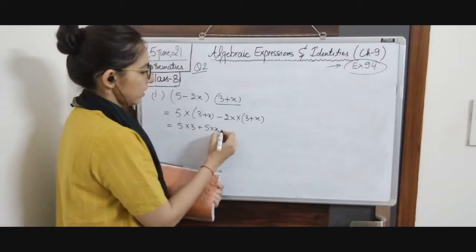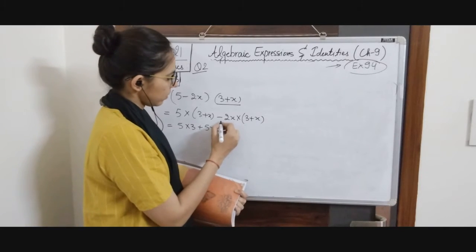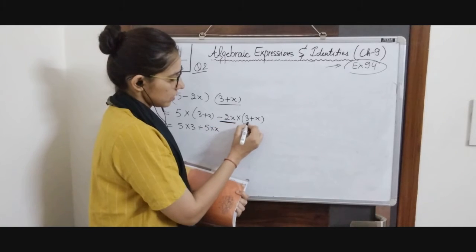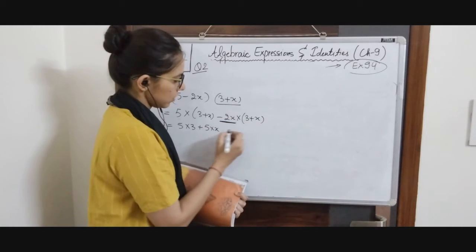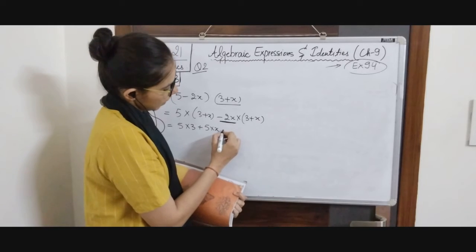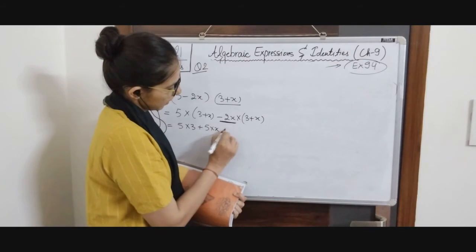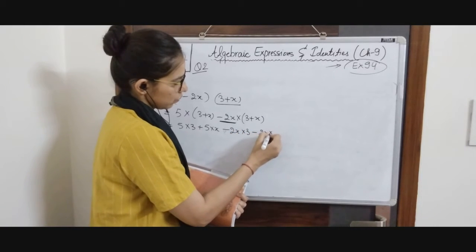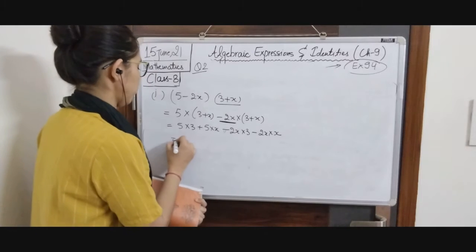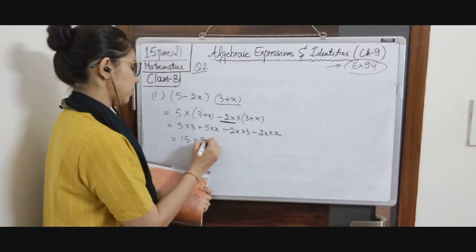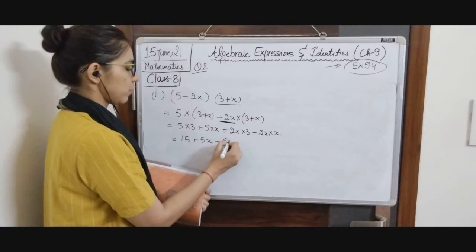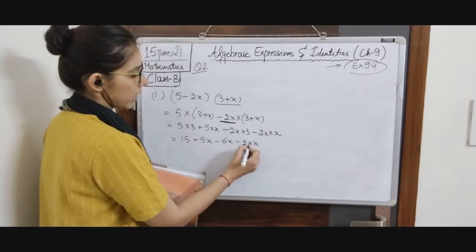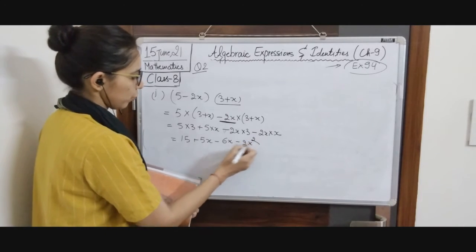Now this, the term is minus 2x. We have to multiply minus 2x with this plus multiply minus 2x with this. So we are going to write minus 2x into 3 minus 2x into x. It is going to be 15 plus 5x minus 3 2s are 6, product of coefficients, minus 2xx, which is going to be x square.